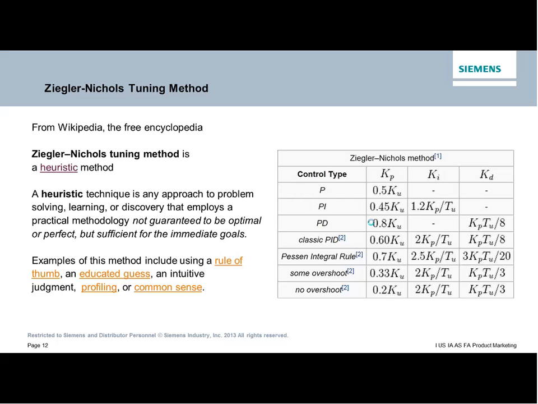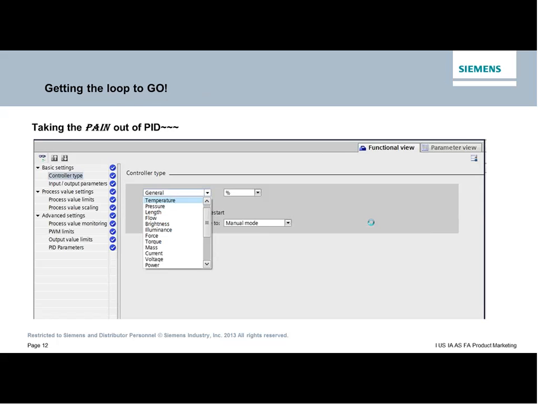Heuristic means essentially it's a rule of thumb or an educated guess. Where we get into trouble with these types of things is that you're still not totally sure that this is the absolute best way to tune that loop. So what Siemens has done is they've got tuning parameters and so forth, but there are really two different pains in getting a loop running. The first one is just the configuration of the algorithm so that it will work.